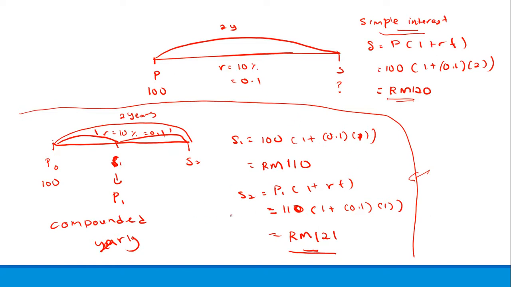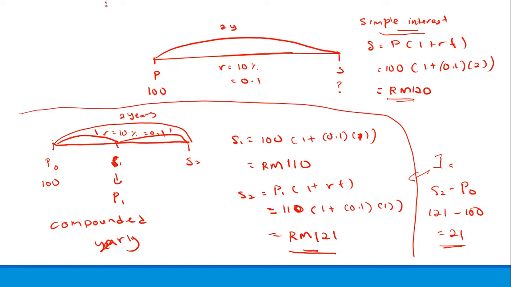How do you want to calculate this interest? The interest for this one is S2 minus P0, which is 121 minus 100. You will get 21 for the interest. Okay, for compounded, they don't use a formula.